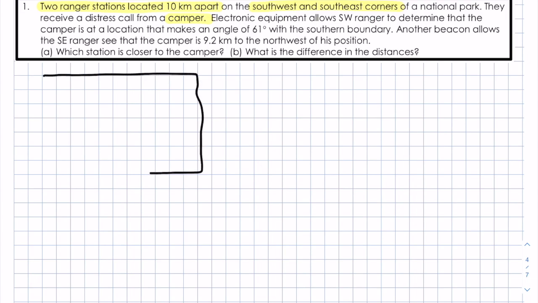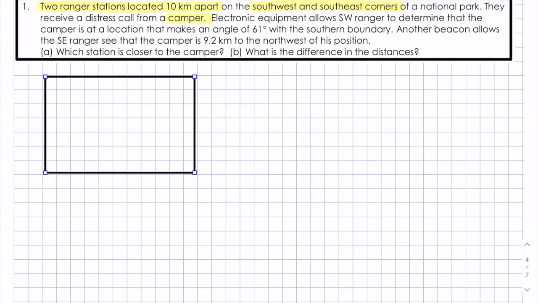So it said there was a park. So let's just pretend that's my park. And then it said the southwest and southeast corner. So this in my drawing would be the southwest corner. This over here would be the southeast corner. And then it also mentioned that there was a camper. So there's a camper that's stuck or stranded somewhere. So let's just go ahead and say my camper is here. So, camper.